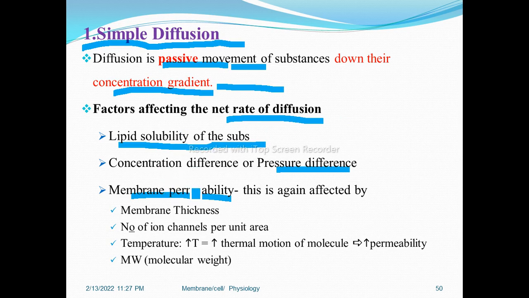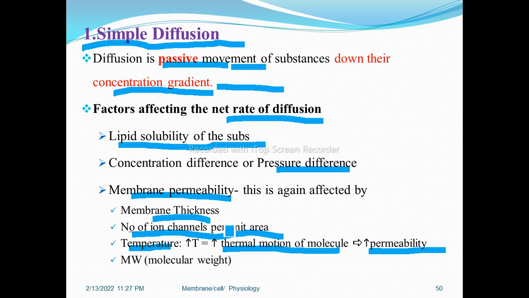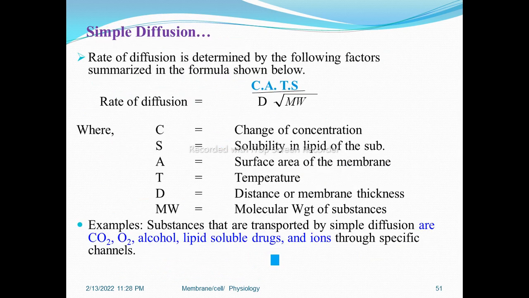Membrane permeability is also affected by the thickness of the membrane, thick membrane and thin membrane. The number of ion channels per unit area, how many channels are found in a unit area, affects the permeability. The other is temperature. As temperature increases, thermal motion of molecules increases, so the permeability increases. The other is molecular weight, which also affects permeability.